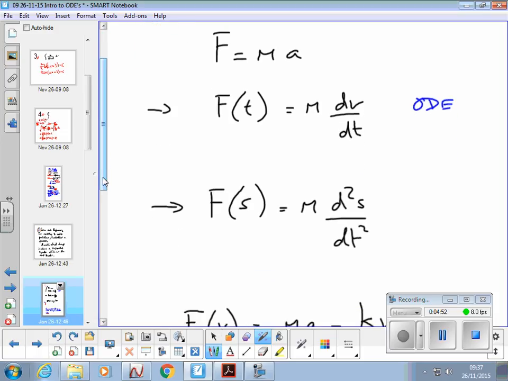I could think of the velocity as the differential of displacement. So I can write actually the acceleration as the second differential of displacement. So if I differentiate the displacement once, I get the velocity. If I differentiate it again, I get the acceleration. So the second differential will give us the acceleration. And so I've got this. And this is a second order ordinary differential equation, because there's only one independent variable, time.